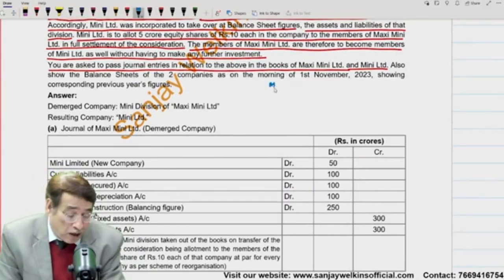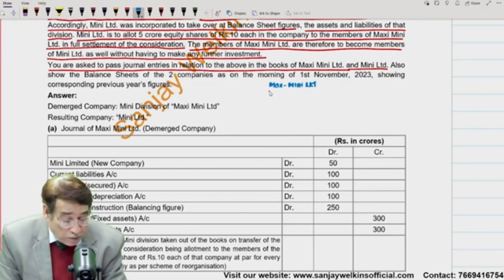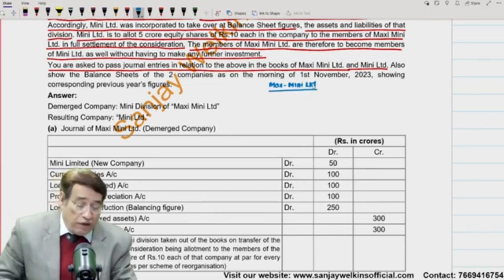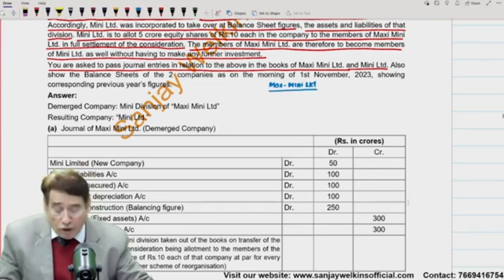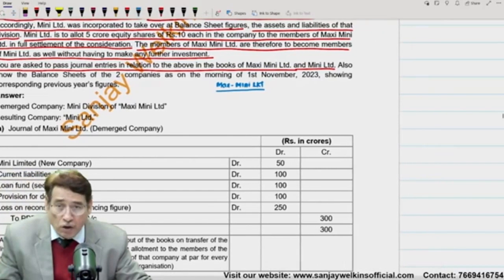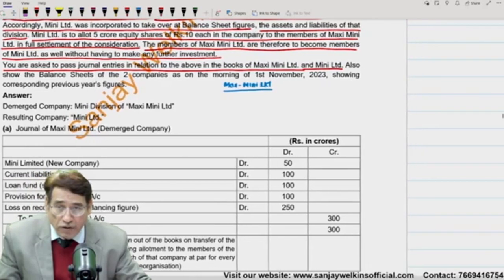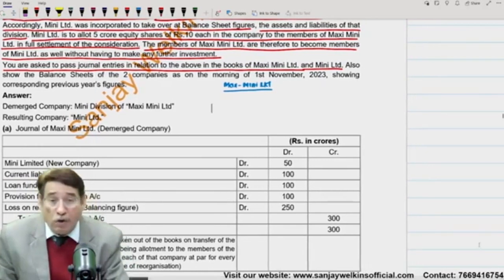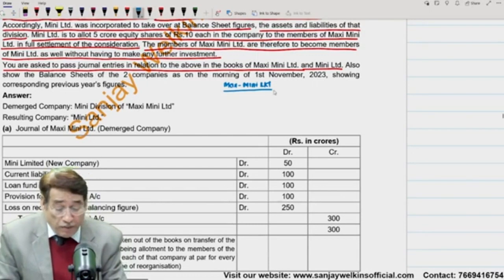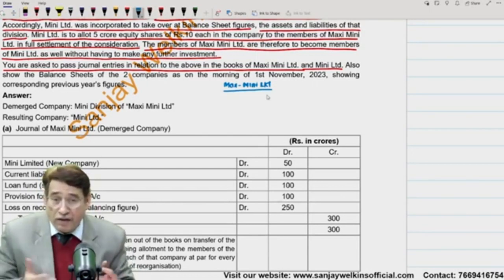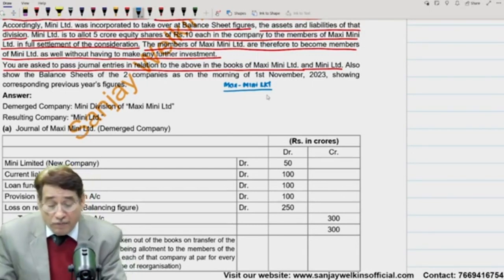Maxi Mini Limited is the merged entity. I'm trying to find out whether you are in a position to read. I know that some of you are working students and you do not have enough time to do the homework questions. So I'm doing homework on your behalf, correct? How cool and fine a person I am, isn't it? On your behalf, I am doing the homework.